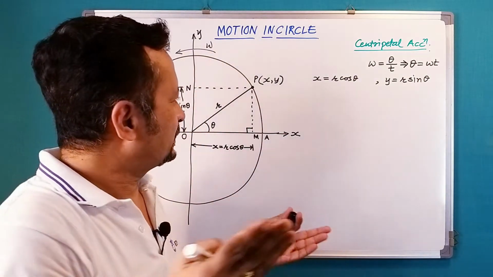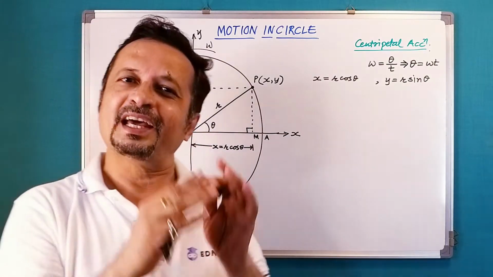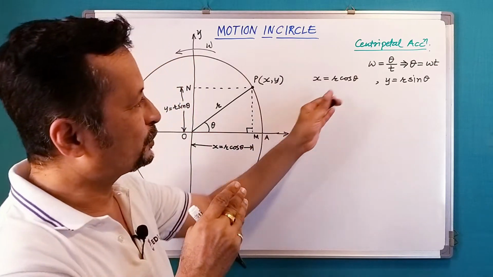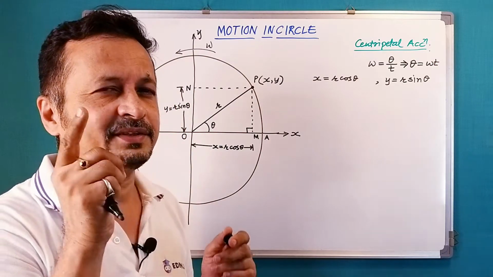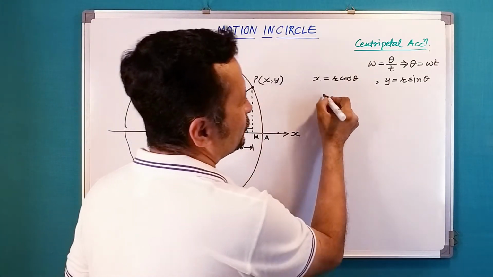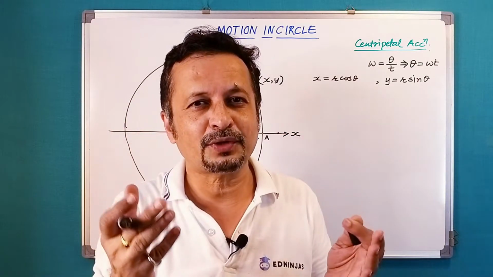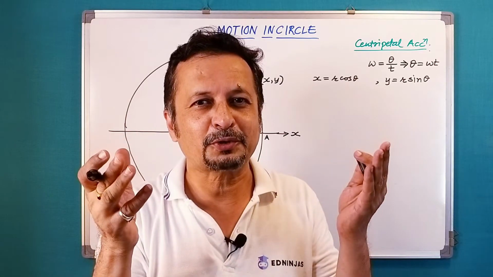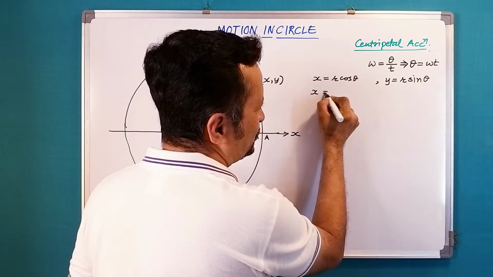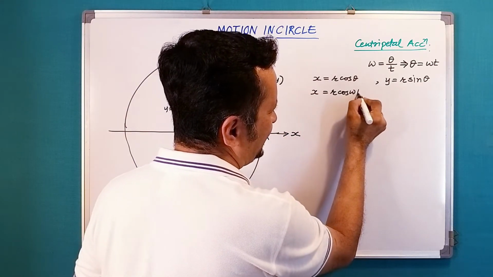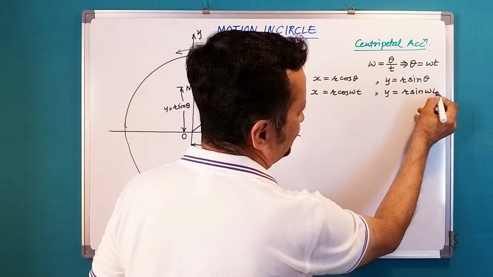As the particle moves from point A to point P, the displacement along the x-axis is x, equal to r cos theta, and the displacement along the y-axis is r sin theta. I am going to replace this theta with omega t, because I want theta in terms of time, so that I am able to differentiate with respect to time to get velocity and acceleration. So my x is equal to r cos omega t and y is equal to r sin omega t.